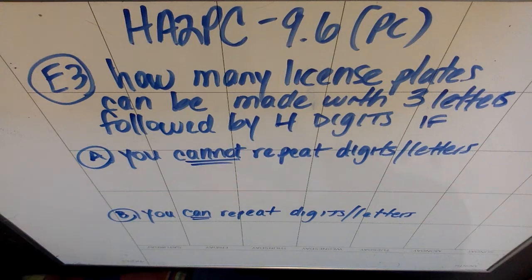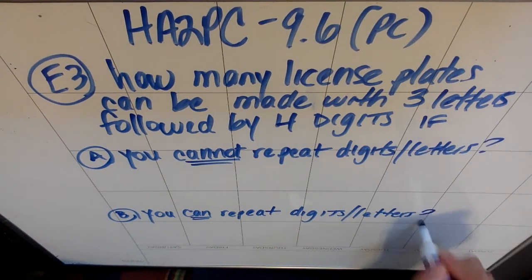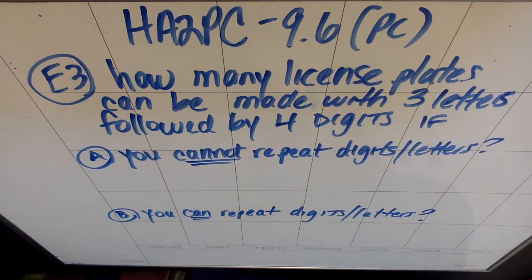This is Honors Algebra 2 Pre-Calculus, and we're doing section 9.6 in Pre-Calc, which is counting principles. In example 3, we have a question: how many license plates can be made with 3 letters followed by 4 digits if, in A, you cannot repeat letters and digits, and in B, you can repeat letters and digits? So, this is the fundamental counting principle.